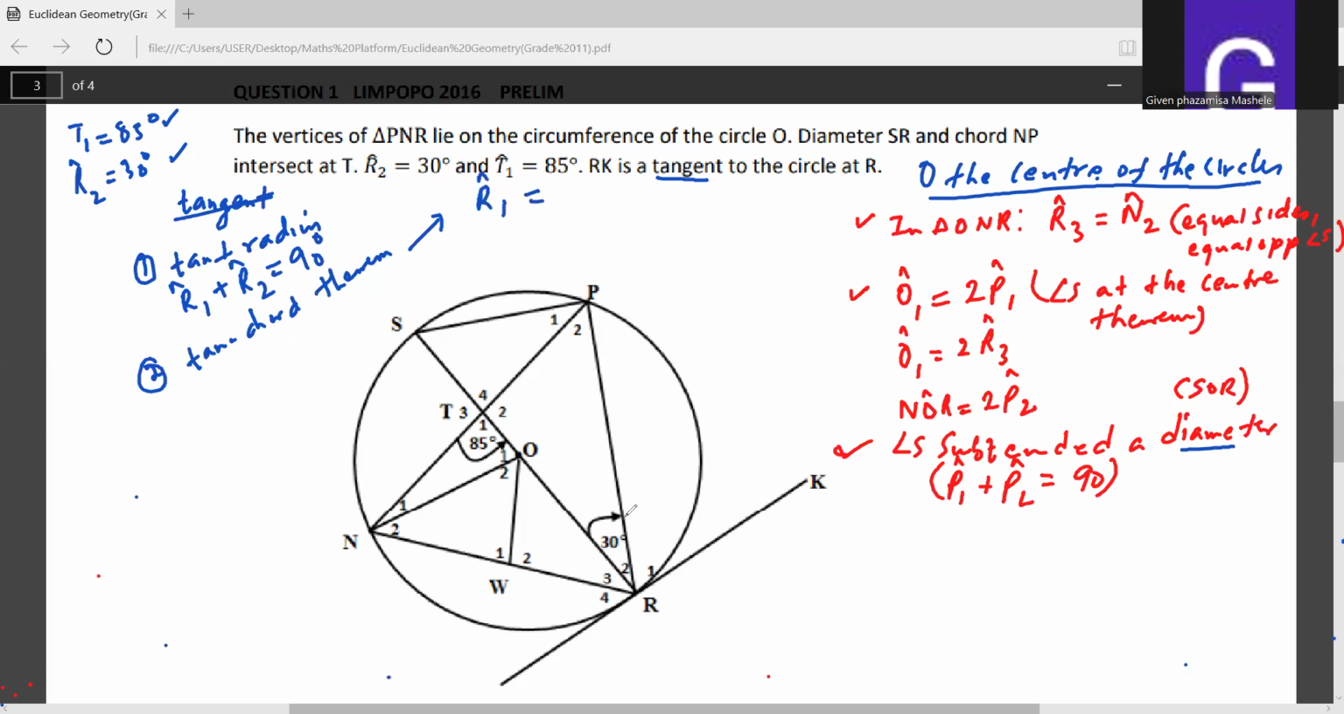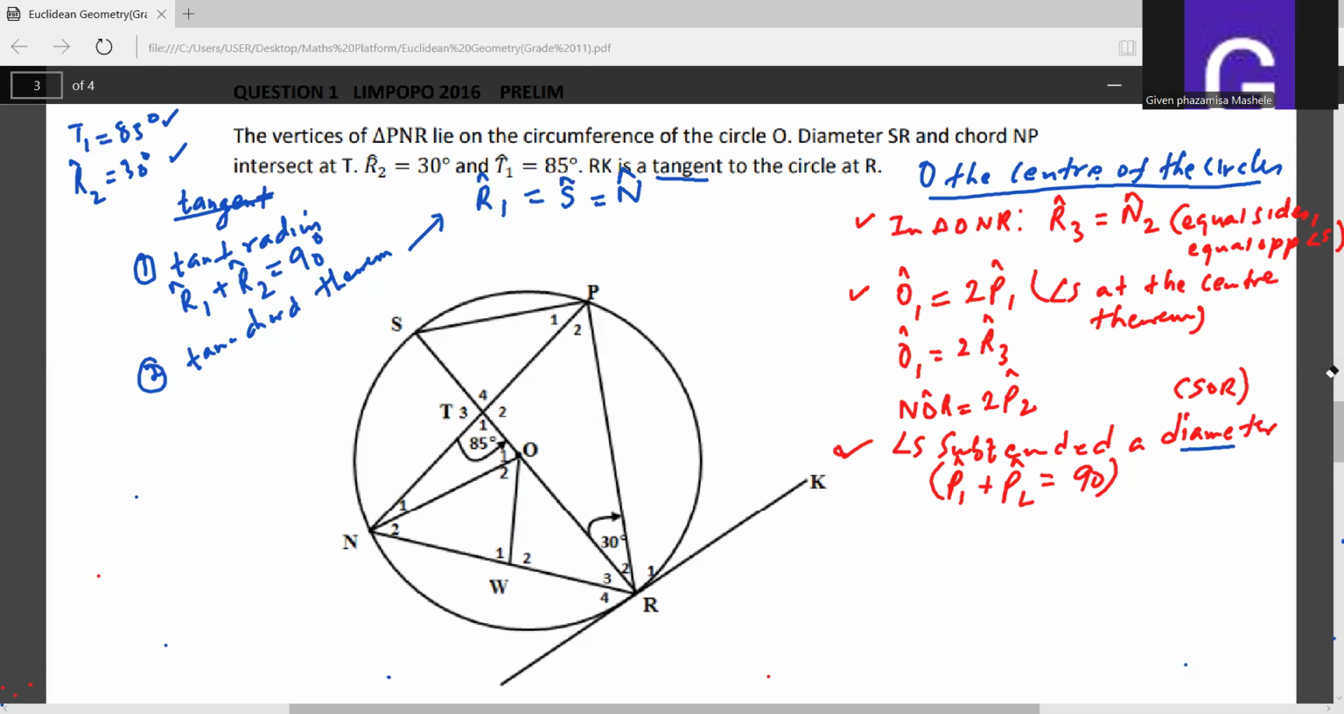And what is it equal to? We look at the chord. What is the angle subtended by the chord? I think it's two angles. This chord PR is subtending angle S, and it's also subtending angle N at the circumference, which means angle R1 equals S, and it's also equal to N. So S and N are equal, and it's true when you're talking about a cyclic quad. The reason is the tan chord theorem.